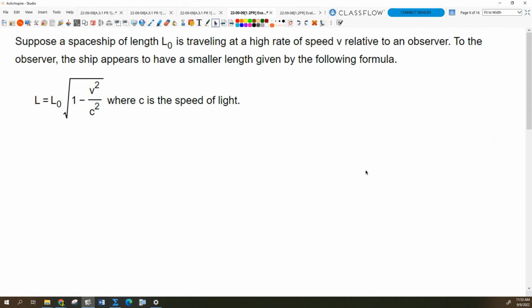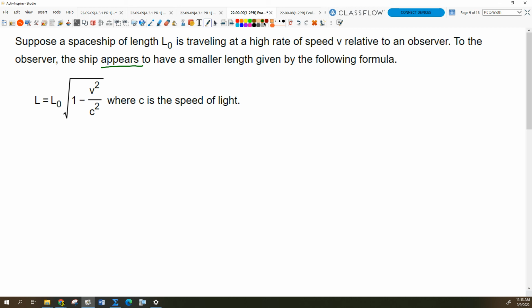Suppose a spaceship of length L naught is traveling, we have sub-zero, we just say naught in physics and math, at a high rate of speed, v, relative to an observer. To the observer, the ship appears to have a smaller length given by the following formula. This is called Lorentz contraction. And this really happens, by the way. I kind of object to this terminology they use here. This must not have been written by a physicist because it doesn't appear the ship actually does have a smaller length. It does shrink along the direction of travel and it rotates a little bit too. We won't worry about that. So where c is the speed of light.